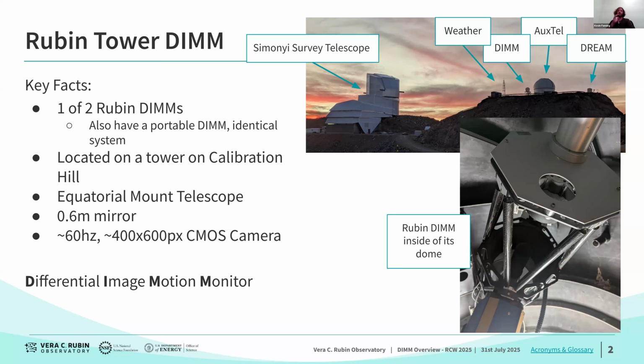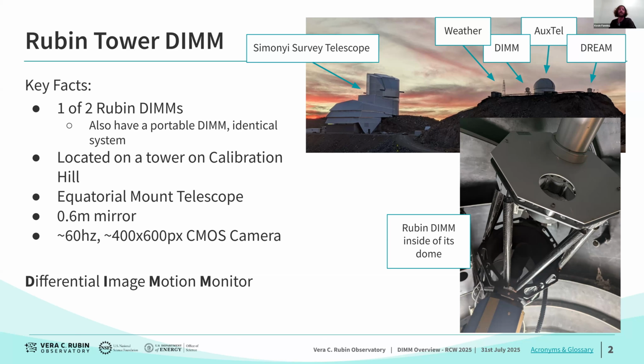So specifically, I'm talking about the Rubin Tower DIM. This is one of our 2 DIMs available. As Brian mentioned, we also have a portable one. The Tower DIM lives up on Calibration Hill, shown here in the right of this image, right of the Simonyi Survey Telescope. There's a few bits of instrumentation on Calibration Hill. We have the weather tower, the Tower DIM up here, Oxtel, and then DREAM far off to the right. Today, I will only tell you about the DIM.